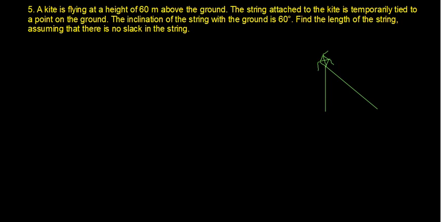So this kite is at a height of 60 meter. So I'll just mention it as 60 meter. From this point to this point it is 60 meter, and it is attached with a string, and I'll just draw the ground for these two places. And the angle of elevation of this string that they have mentioned is 60°. Now we have to find the length of the string, assuming that there is no slack in the string.